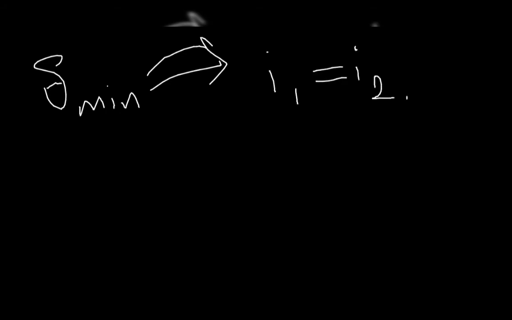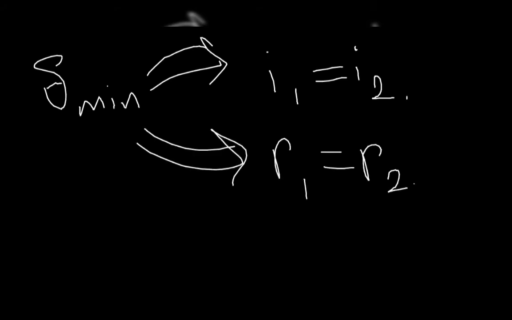Delta minimum occurs, as has been seen experimentally, when I1 is equal to I2. I1 equal to I2, understand? Or R1 equal to R2. If any one of these cases happens, you can say it will be the minimum value.